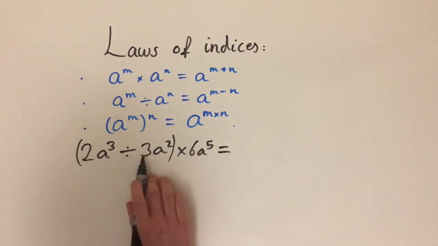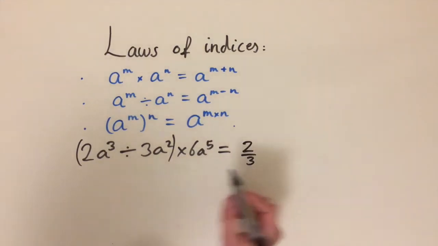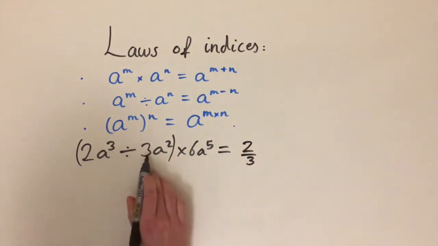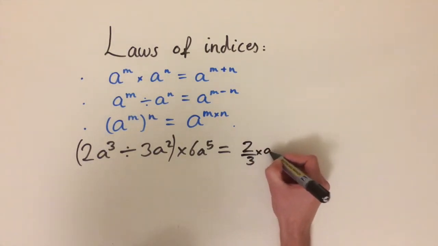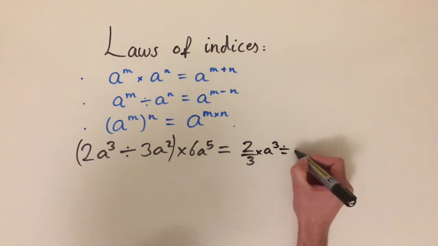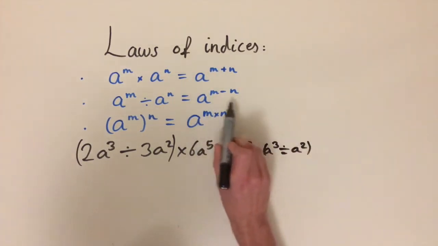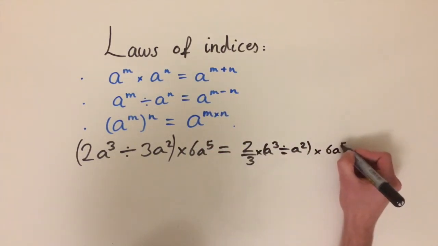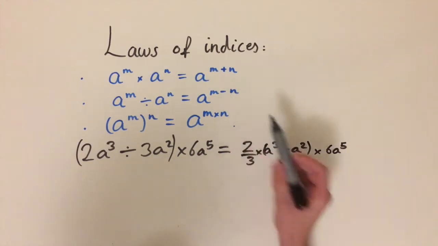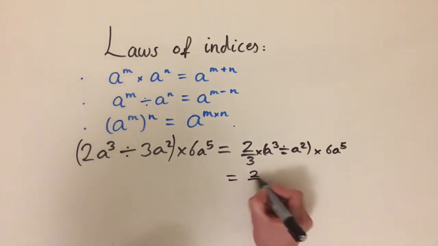So we have 2a cubed divided by 3a squared, and we can just look at the numbers first. We have 2 divided by 3, so let's write that, and then we have a cubed divided by a squared. So this is the same as saying 2 divided by 3 times a cubed divided by a squared, in brackets like that. Wait a sec, I forgot, times 6a to the power of 5. Now we can use the law of subtraction. So we just subtract 2 from 3, and we're left with a to the power of 1.